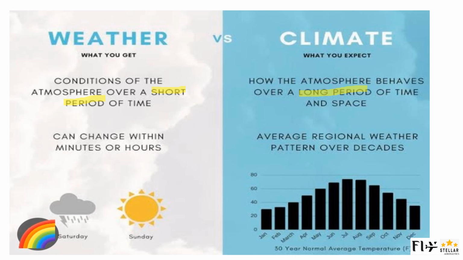Weather can change within minutes or hours, whereas climate is an average regional weather pattern over decades. Study of weather is called meteorology, whereas study of climate is called climatology. Weather is affected by temperature, air pressure, and moisture, etc., whereas climate is affected by the climate system as well as altitude and latitude.